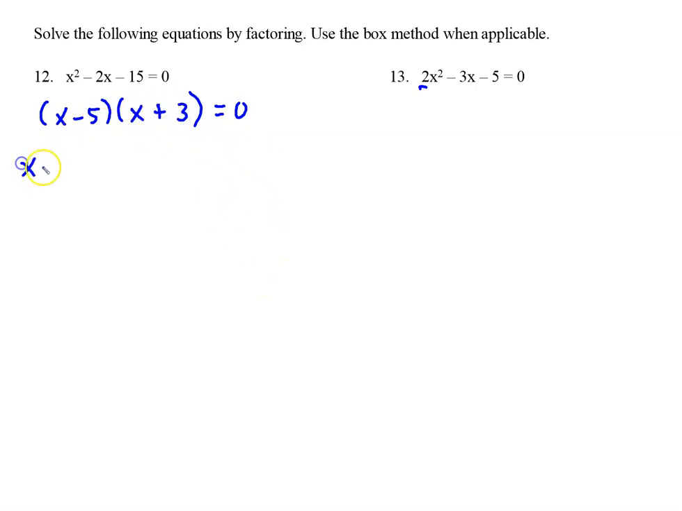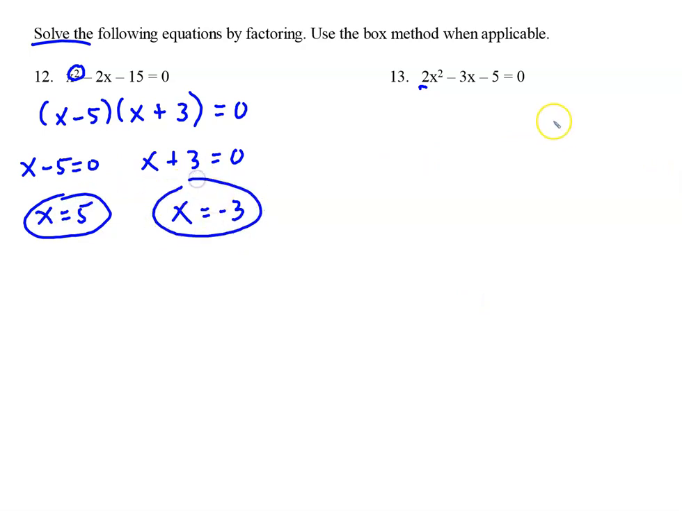So now I just let each of my separate factors equal 0 to come up with the solutions. Remember, solving is not just factoring. Factoring is involved, but don't just factor and stop. Give me the two solutions that you're supposed to come up with. And here they are, positive 5 and negative 3. Okay, box method here, so I'll just come down here and do it.